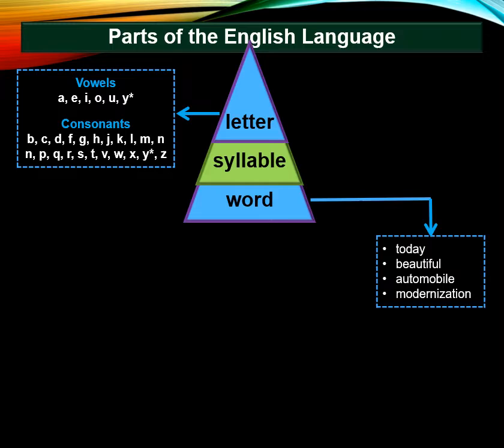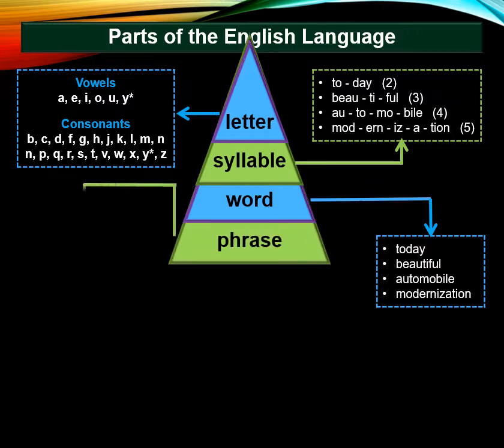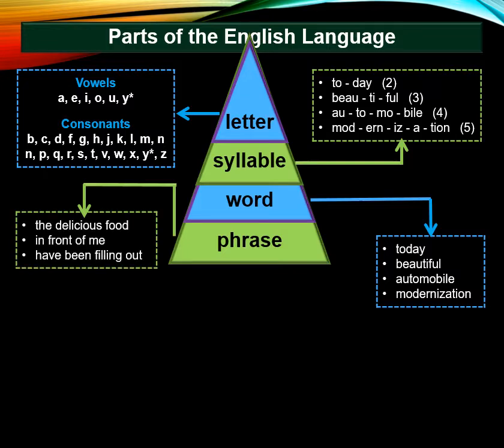Today, beautiful, automobile, modernization, these are all words. But long words can be divided into syllables. For example, today, 2 syllables. Modernization has 5 syllables. Then groups of words are called phrases, like the delicious food in front of me, have been filling out.